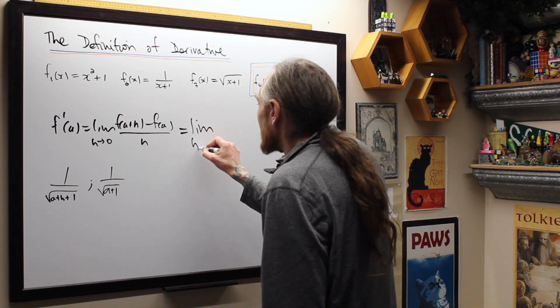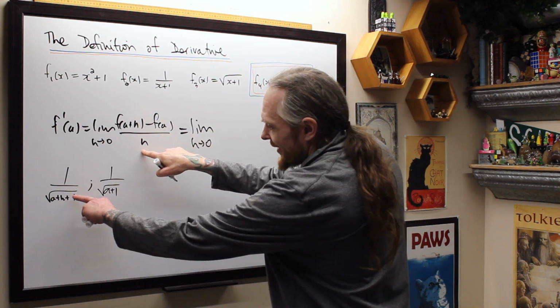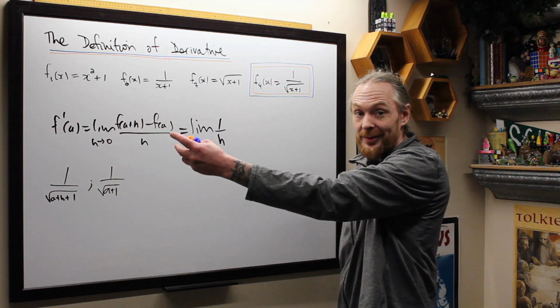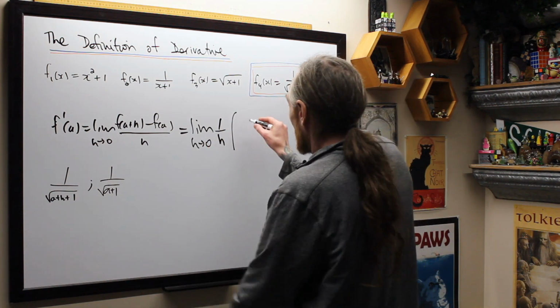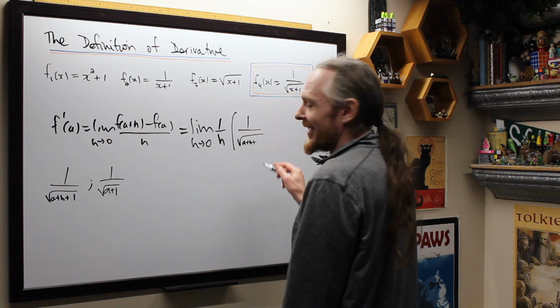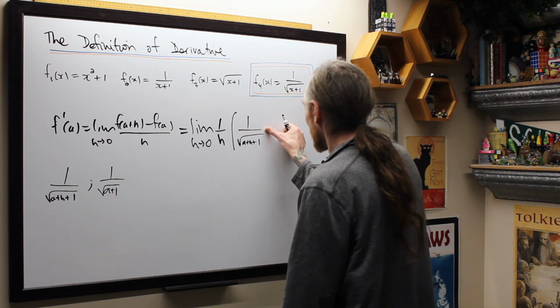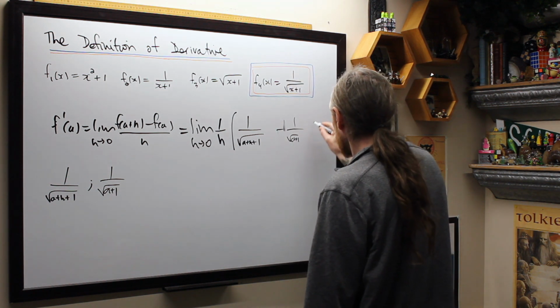This is the limit as h approaches 0 of, because I have these fractions and a conjugate, I'm going to leave the 1 over h out, because if you're doing this correctly, the real game is get an h out of the top, which we're about to do. We have 1 over the square root of a plus h plus 1, minus, let's leave a space, 1 over the square root of a plus 1.